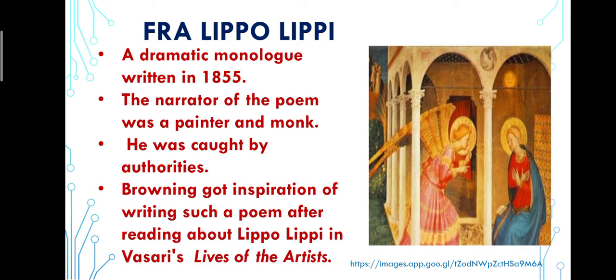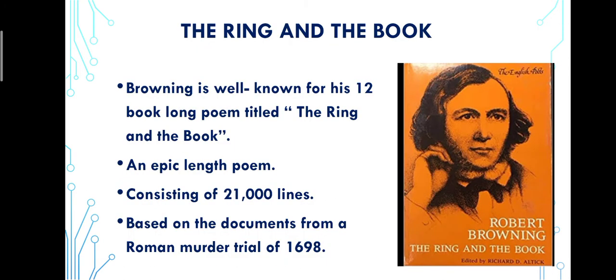Browning got inspiration for writing such a poem when he read about Lippo Lippi in Vasari's work Lives of the Artists. Browning believed that art should have a moral purpose and an artist should have a responsibility to portray a realistic picture of life. So this is a brief description of Browning's poem Fra Lippo Lippi. Then comes another monologue titled The Ring and the Book.